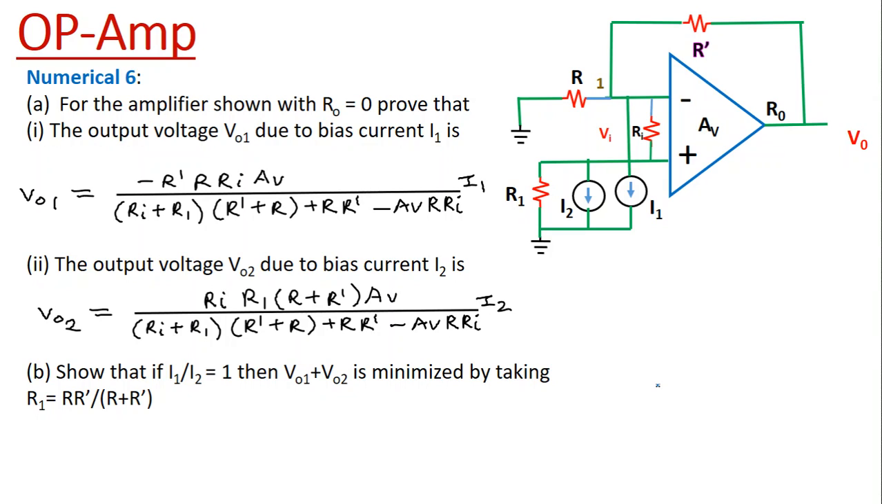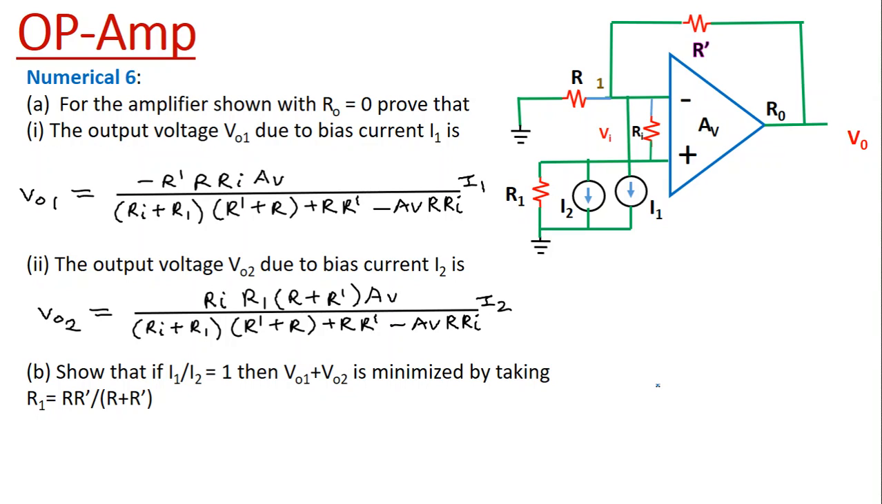part is the output voltage VO2 due to bias current I2, is VO2 equal to Ri R1 into (R plus R') into AV divided by (Ri plus R1 into R' plus R' minus AV Ri) whole multiplied by I2. And the B part is show that if I1 upon I2 is approximately equal to 1, then VO1 plus VO2 is minimized by taking R1 equal to R' divided by (R plus R').